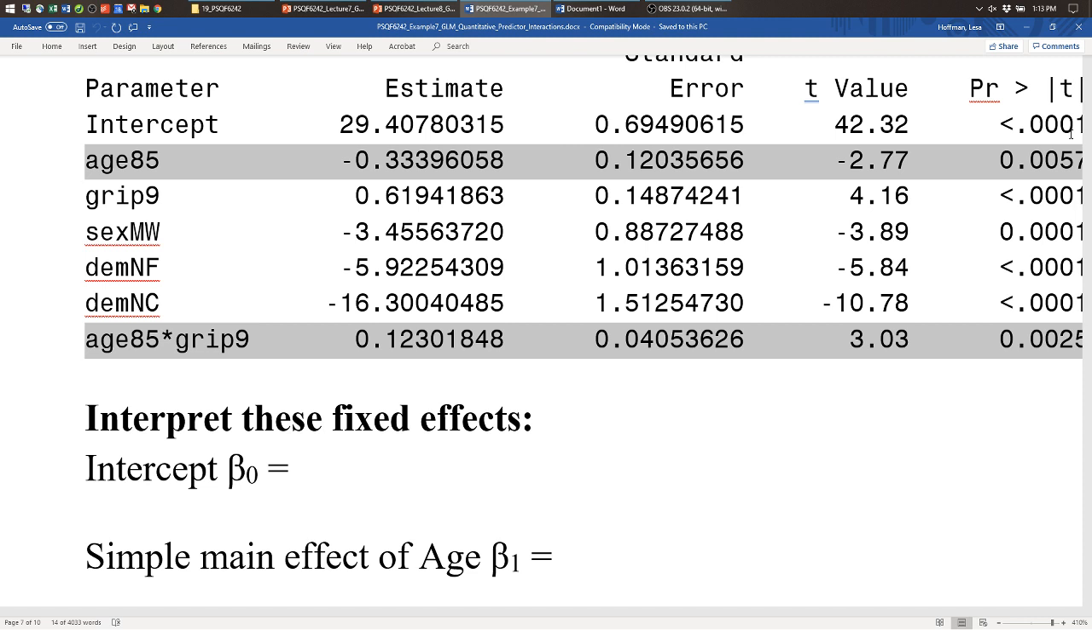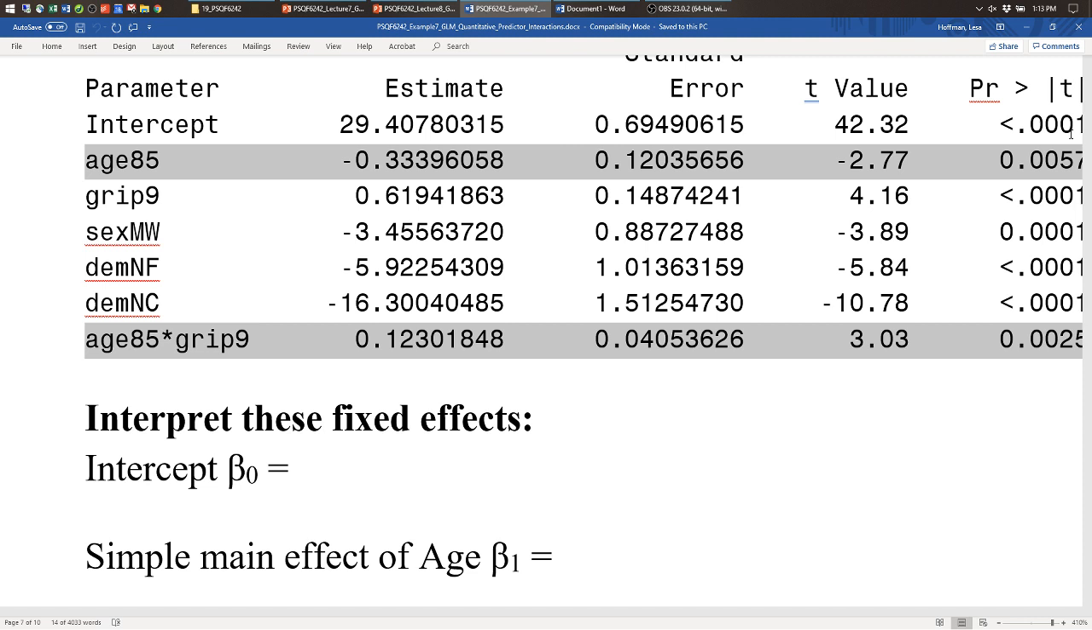Okay, this number right here, positive or negative? Negative. So as age goes up, cognition goes down. Okay, so we've established this main effect is negative. That means the interaction can only do one of two things. It can make it more negative or less negative. Survey says? Less negative. Yes, the positive goes the other way. So minus 0.33 is the slope of age if grip is 9. For every unit additional grip, the age slope becomes less negative by 0.12.